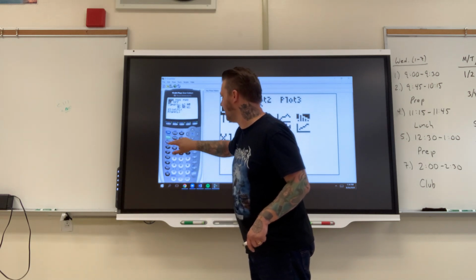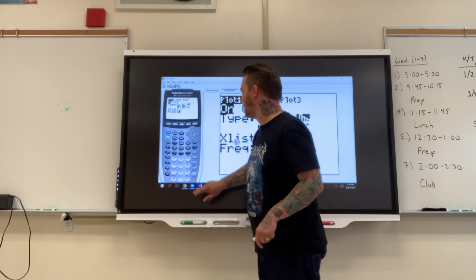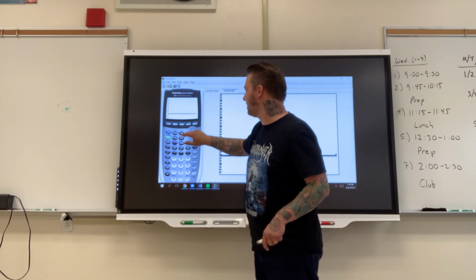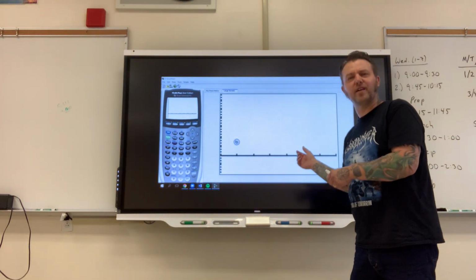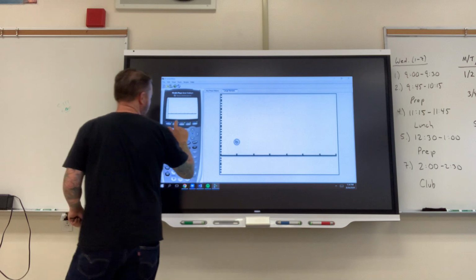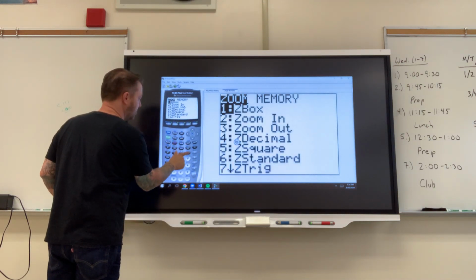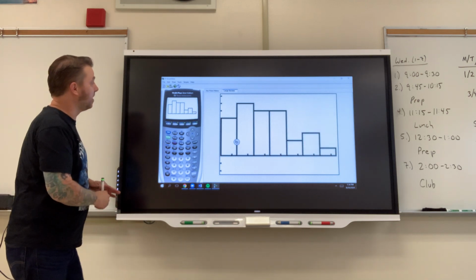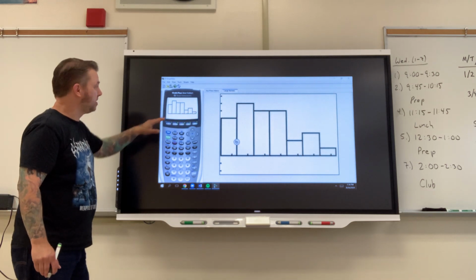I want just a number. There it is. So I hit 1, enter, and then I hit graph, and it looks like that. What did I forget? Oh, that's right, I've got to hit zoom. So I hit zoom, and then 9. Zoom, 9, and there's my histogram. And once again, we can sort of see, oh yeah, that is skewed to the right.